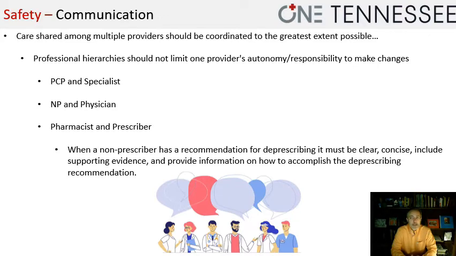Some common examples are a primary care physician versus a specialist, a nurse practitioner working with a physician, a pharmacist working with a prescriber. So when a pharmacist might be using the START criteria and recommending to deprescribe a medication, that recommendation for deprescribing has to be clear, concise, include supporting evidence, and provide information on how to accomplish the deprescribing recommendation.